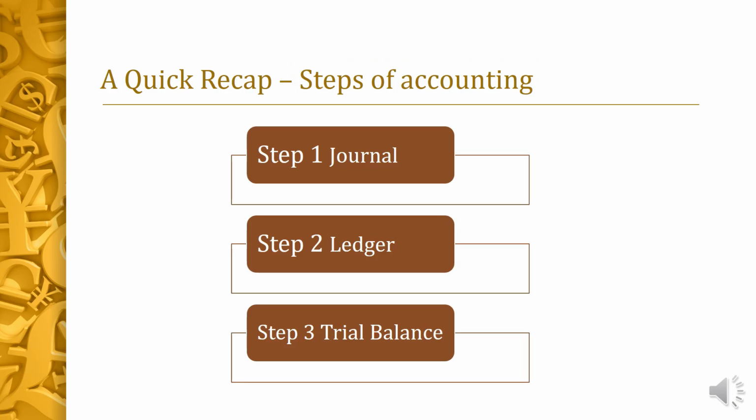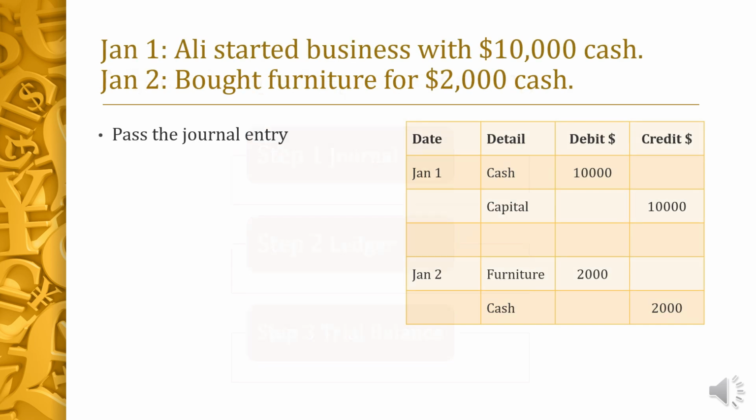A quick recap. We all have gone through these chapters: journal, ledger. How do we prepare journal entries? How do we post them into a ledger? And now, from the ledger balances, we will be learning how to prepare a trial balance. So, before we go to the trial balance, let us check how we are going to do the journal entry. I have taken two simple transactions for you.